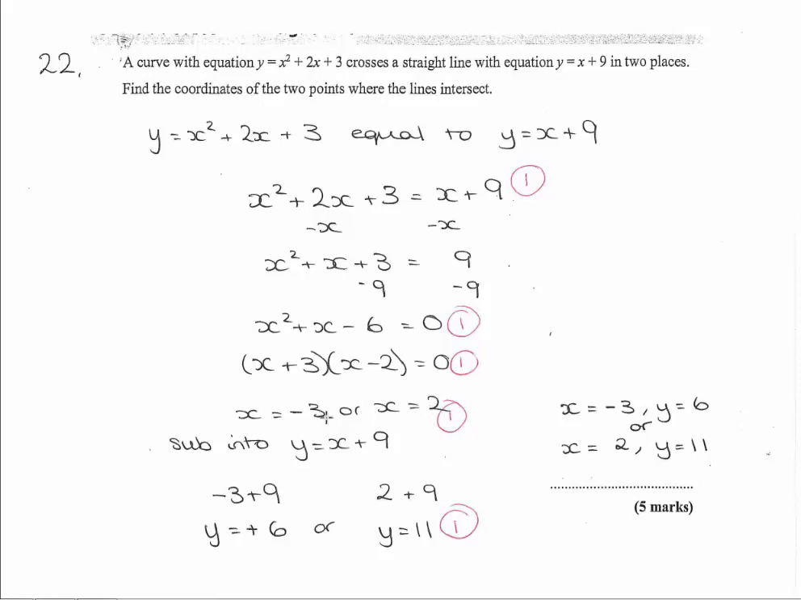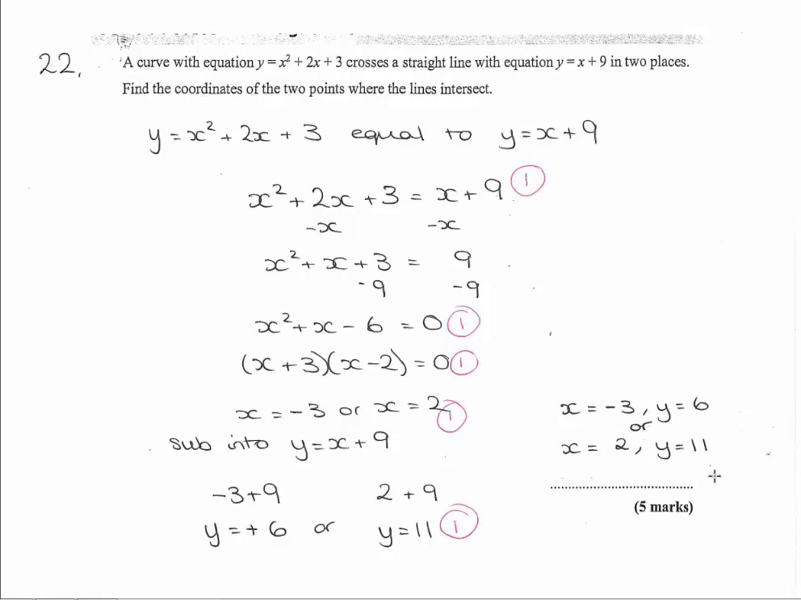So we've got two x values. Well, we need to find out what the coordinates are going to be. So if x is -3, what will the y number be? Well, take the most simple one here. Y is going to be x plus 9. So when x is -3, y will be -3 add 9, which is 6. So if x is -3, y is 6. If x is 2, y will be 2 add 9, which is 11. So when x is 2, y is 11.